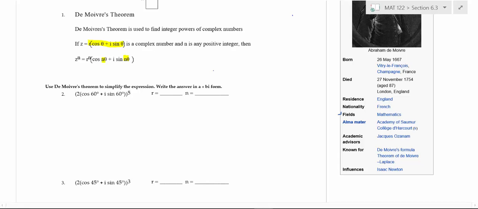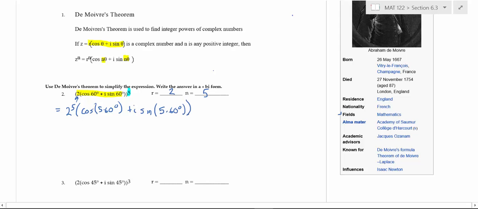All right, now on this particular problem, we have a complex number raised to the 5th power. In de Moivre's theorem, we consider n to be that power, and the radius is 2. To work this out, according to de Moivre's theorem, we take 2 to the 5th, then multiply that by the cosine of 5 times 60 degrees plus i times the sine of 5 times 60 degrees.